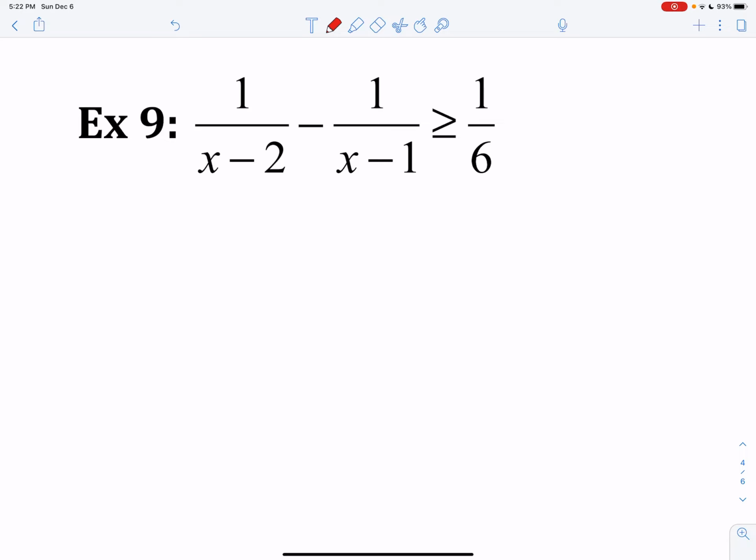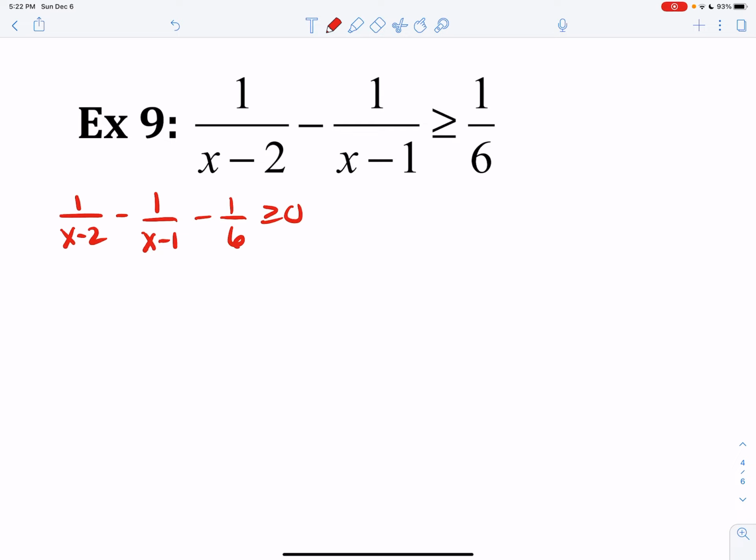So the very first thing we want to do is we want to make sure that we have a 0 on one side of our equation. So I'm going to bring everything over to the left. I have my 1 over x minus 2, my 1 over x minus 1, and minus the 1/6 greater than or equal to 0.